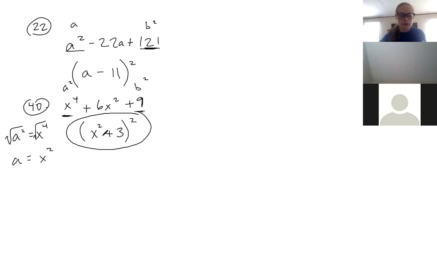Can I factor x squared plus 3 squared anymore? No. What's your rule? In order to factor a binomial like this, what does this sign have to be? Negative. It has to be the difference. Difference is subtraction. The difference of two perfect squares. This is a perfect square, but 3 is not a perfect square. So that's another reason why you can't factor this anymore.